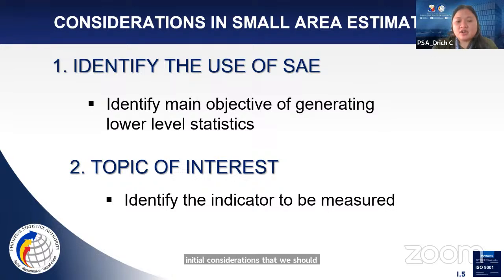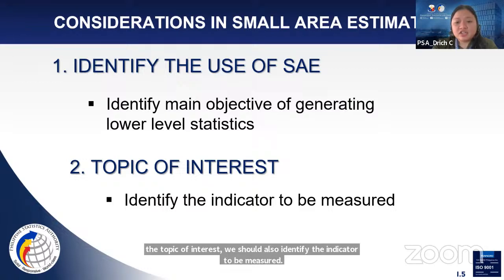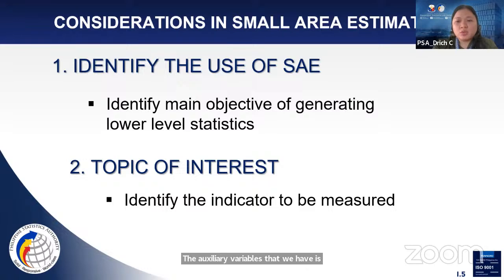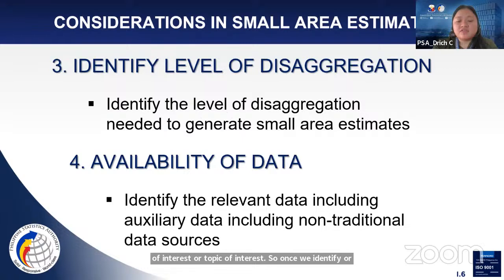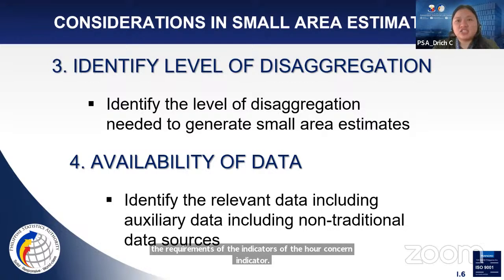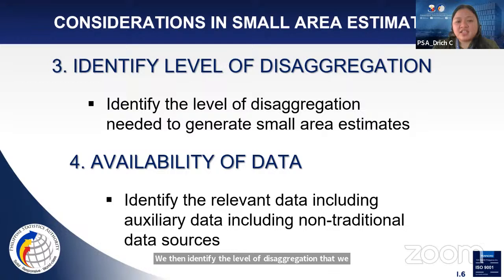And then on the topic of interest, we should also identify the indicator to be measured. This is to ensure that the auxiliary variables that we have are sufficient to measure our area of interest or topic of interest. So once we identify or assess the requirements of the indicators of our concern, we then identify the level of disaggregation that we need. By identifying the level of disaggregation to generate the small area estimates, we will be able to further assess the data that we will be needing.